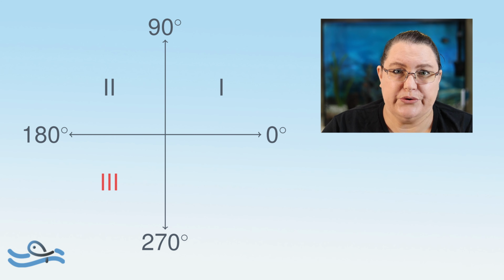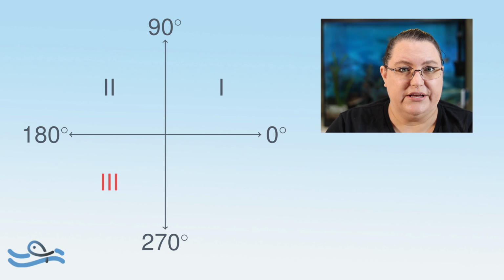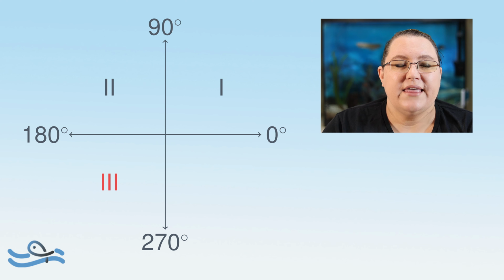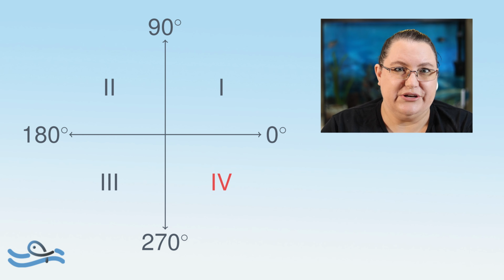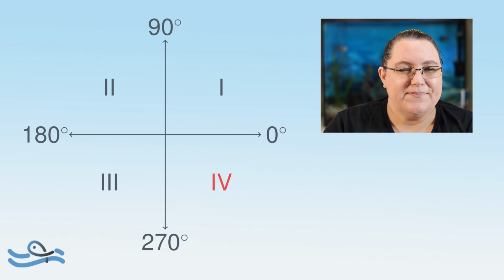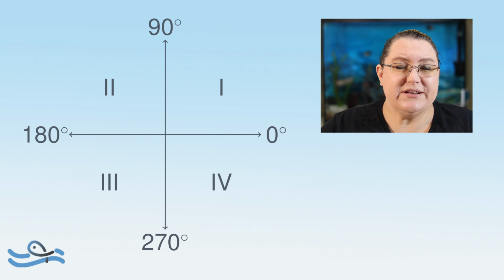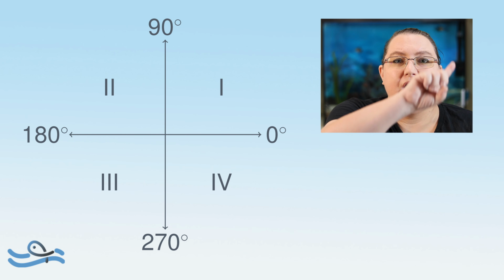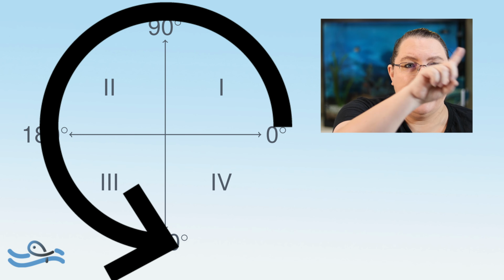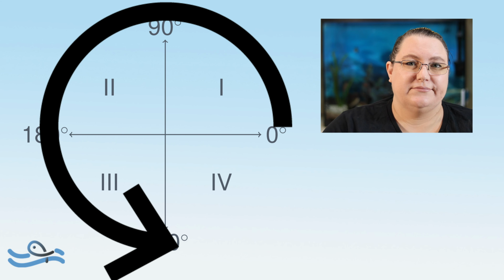Between 180 degrees and 270 degrees is quadrant 3. That's the lower left side. And between 270 degrees and 360 degrees is quadrant 4, and that's the lower right side. Remember, when you're identifying the 4 quadrants, you start in the upper right side and move counterclockwise. 1, 2, 3, 4.